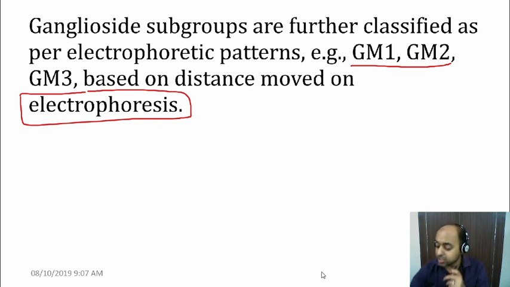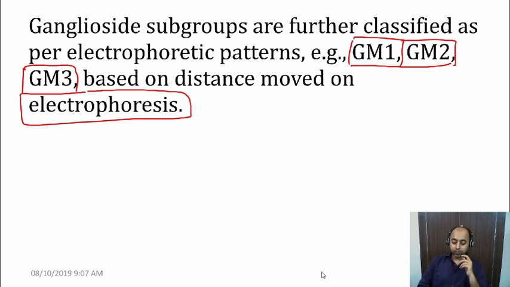Among the GM1, GM2, GM3, which is the simplest ganglioside? Is it GM1, is it GM2 or GM3?